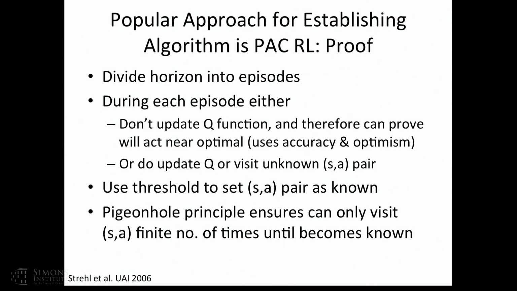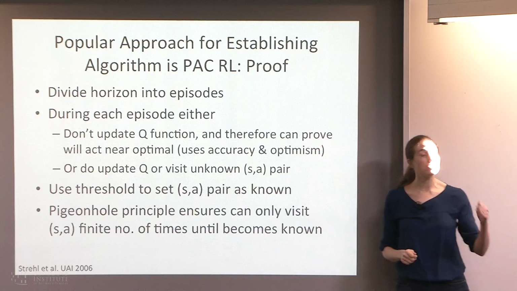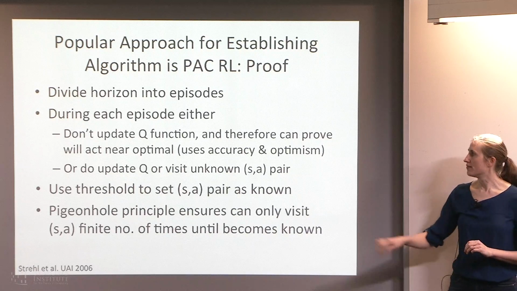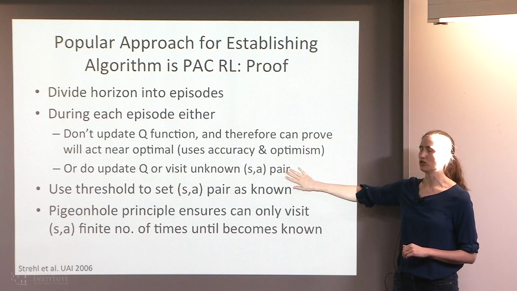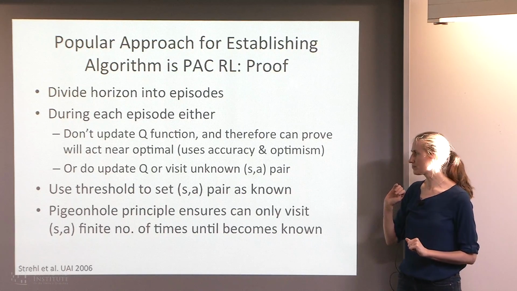So the idea behind this is that you can define the horizon on which you're acting into episodes. And during each episode, either you're not going to update your Q function at all, and you're not going to reach a state action pair that's unknown. And if you do that, then you can prove that you're going to act near optimally. So if your agent is wandering around in the domain and you're not changing your Q function and you don't visit any state action pair that's unknown, then you're going to be acting near optimally. Or you are going to update your Q function or visit an unknown state action pair. Those are the only two sets of events that could happen.